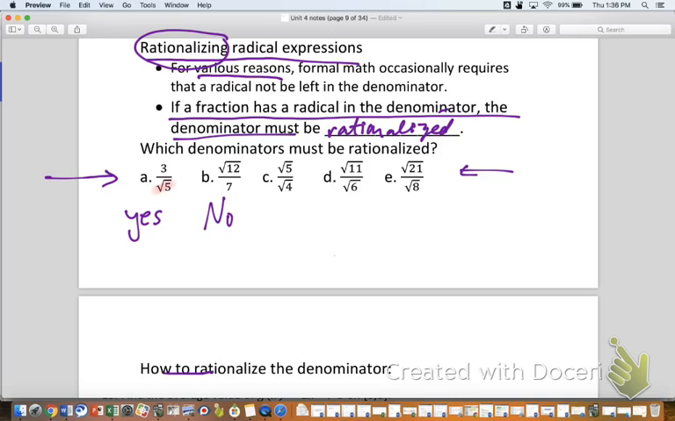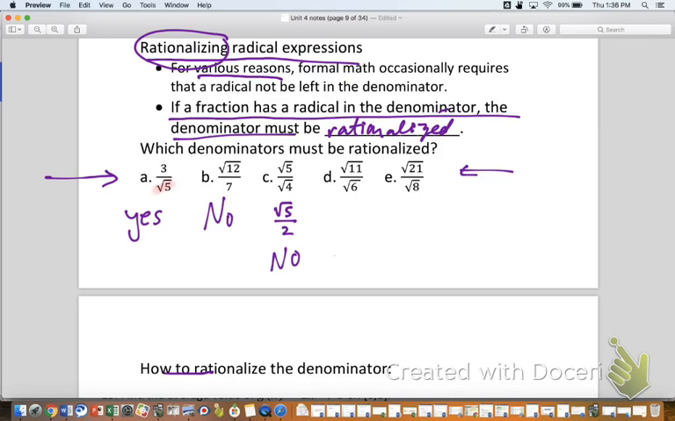Interesting. The answer is actually no. What's the square root of 4? 2. So this is really the square root of 5 over 2. Does it have a radical in the denominator, really? Does this need to be rationalized? No, it does not. I told you one of them would be a little tricky. Make sense? Okay, I did not get them all right.